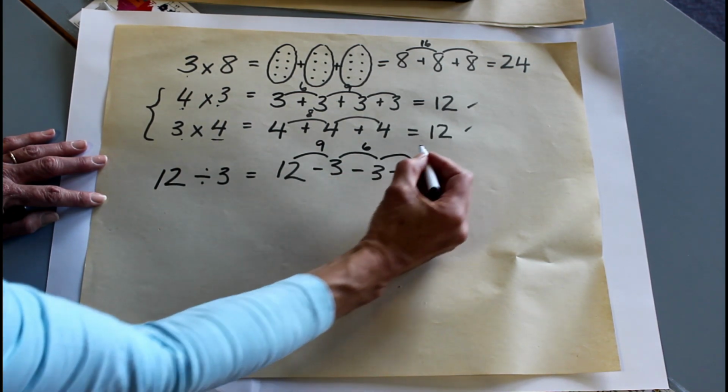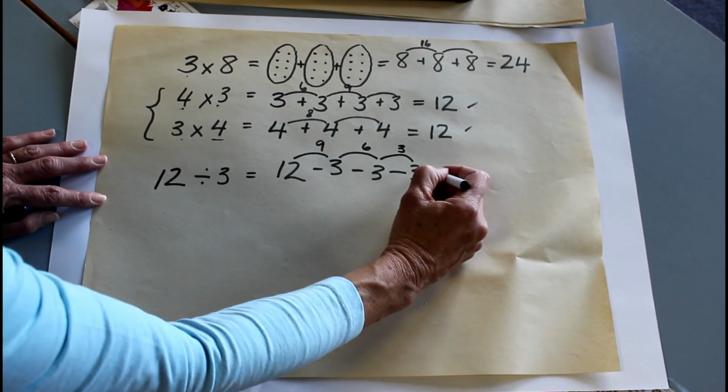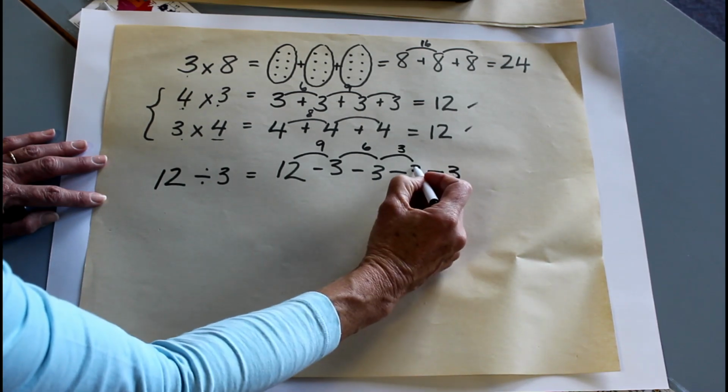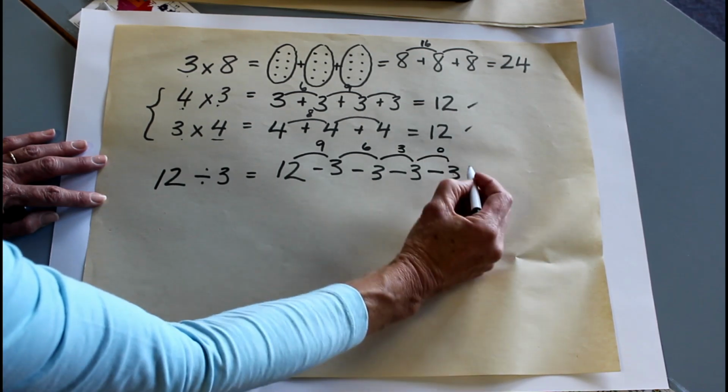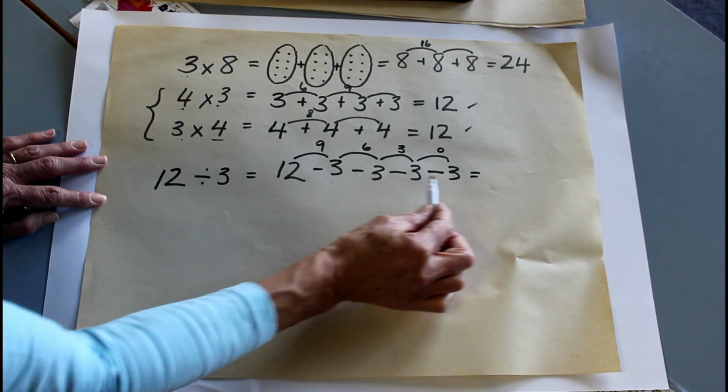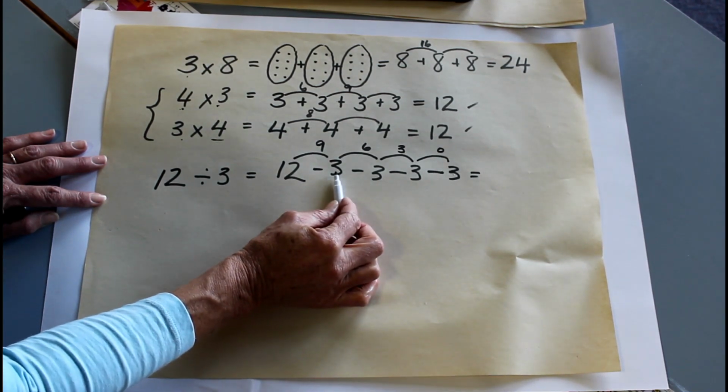So I've got 6 take away 3 is 3. I'm going to take another one away, because 3 take away 3 is going to give me 0. So now I've reached 0. I can now count up how many times I used my 3.